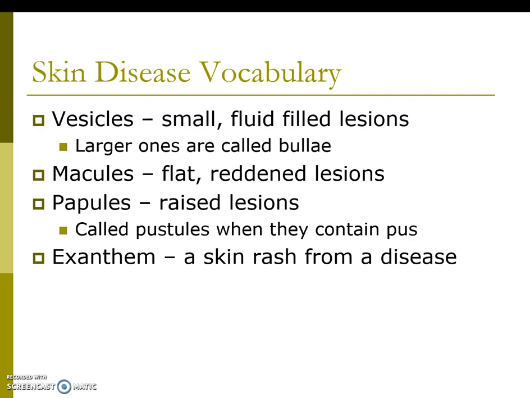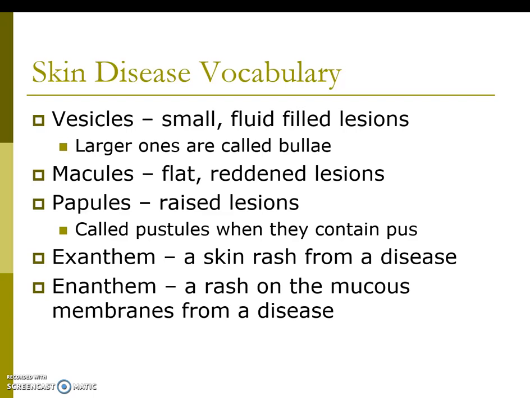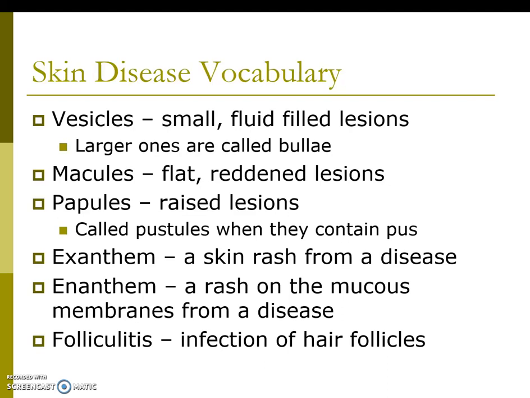Exanthem is a skin rash from a disease. Enanthem is a rash on the mucous membranes from a disease. So, you know, EX or exo means outer, and then EN or endo means inner. So that's why it's exanthem and enanthem. Folliculitis is infection of the hair follicles. So again, just make your flashcards.